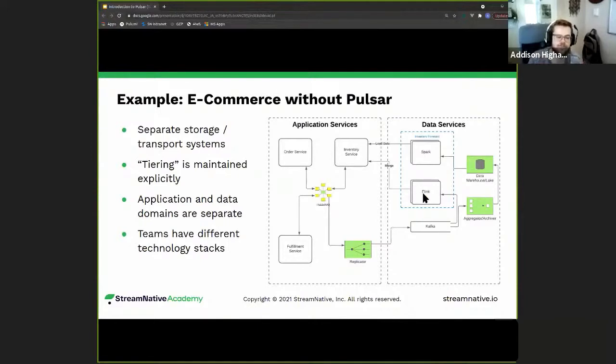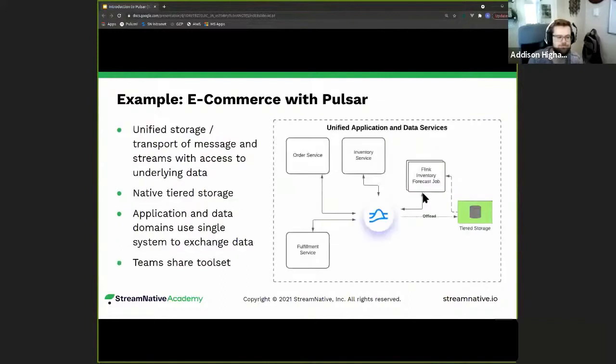Once again, these domains are quite different. They have different technology stacks, and the exchange of data is done through heavyweight ETL processes or replication of data. Whereas with Pulsar, the real goal of its design is to give you a unified storage and transport of messages and streams with access to the underlying batch data.